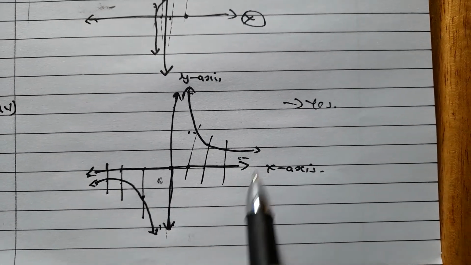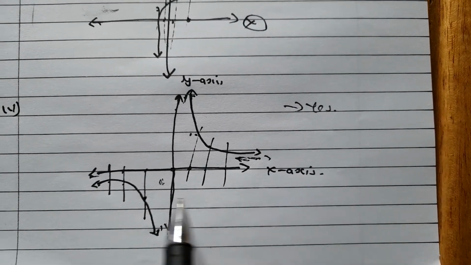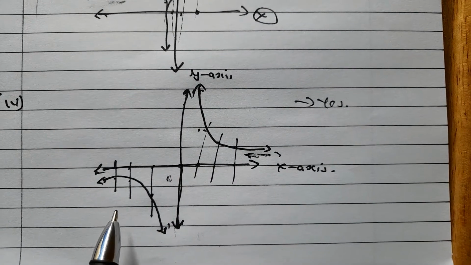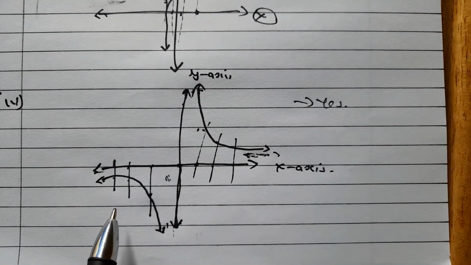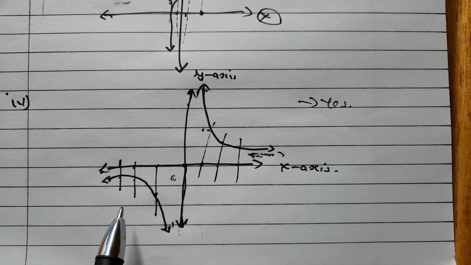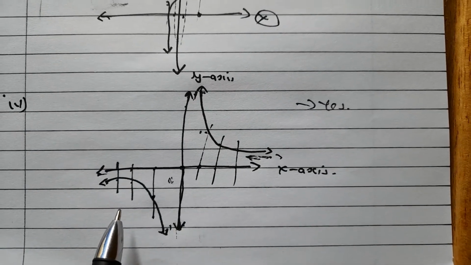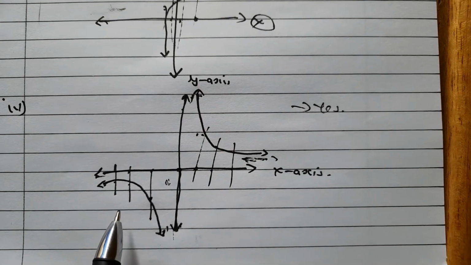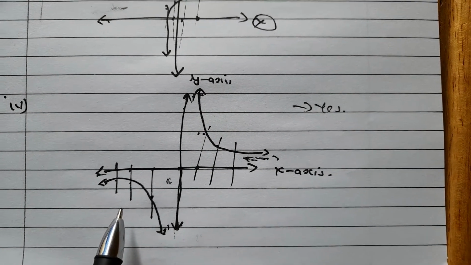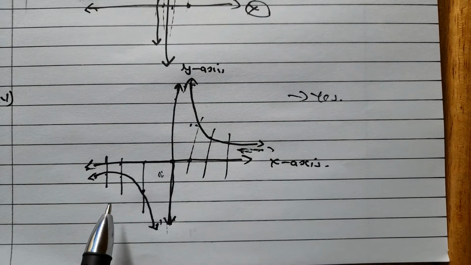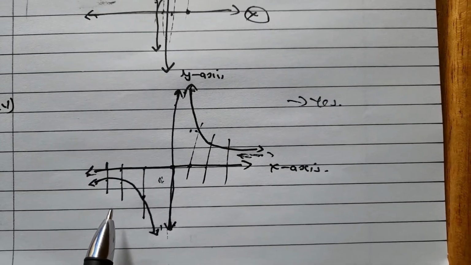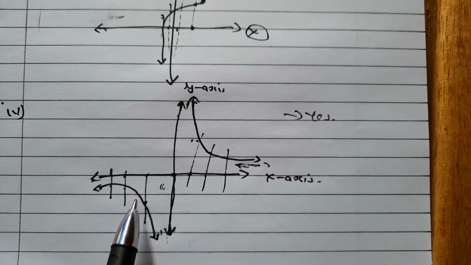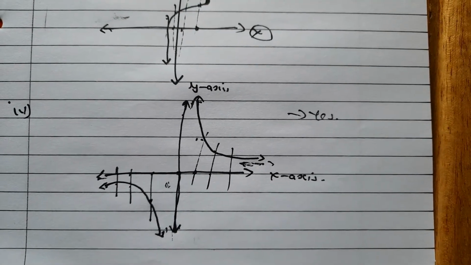So what does this mean? That we don't have outputs here at some points of input. It means that a function doesn't have to have an output for every input. But if it does, that output must only be one. So not every input has to have an output. But if it does, then it has to be only one.